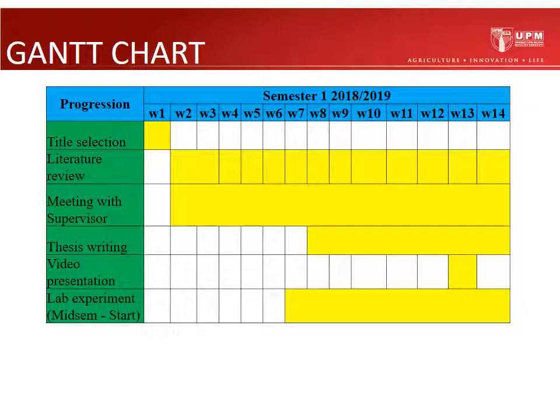Okay, this is the Gantt chart for this project, which includes title selection, literature review, meeting with supervisor, thesis writing, video presentation, and the last one is the lab experiments.